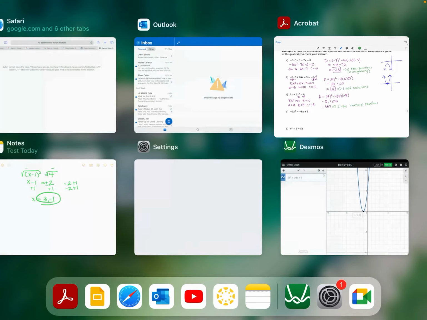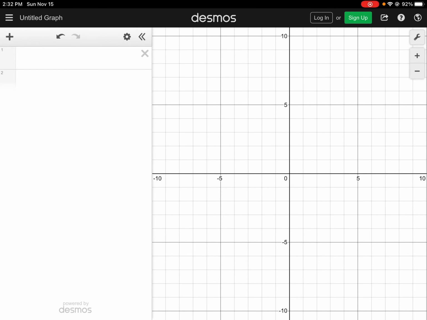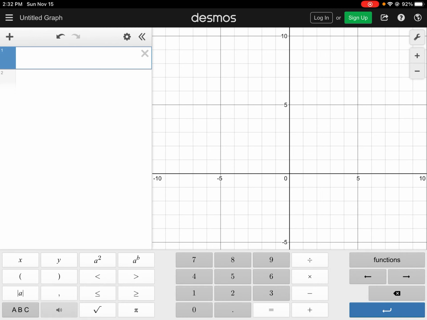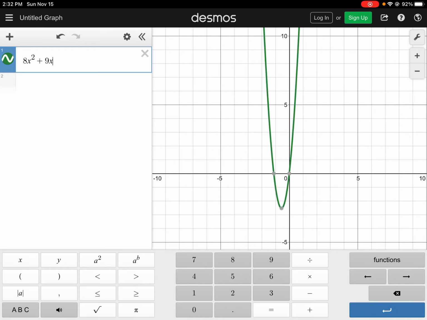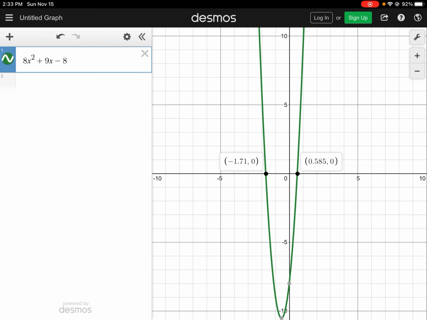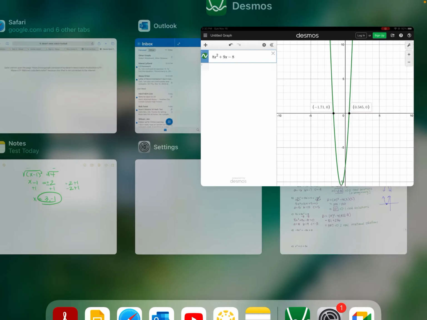Okay, let's see what the graph looks like. So now we've got 8x squared plus 9x minus 8. And you'll notice it does cross twice, but you'll notice they are at decimals.